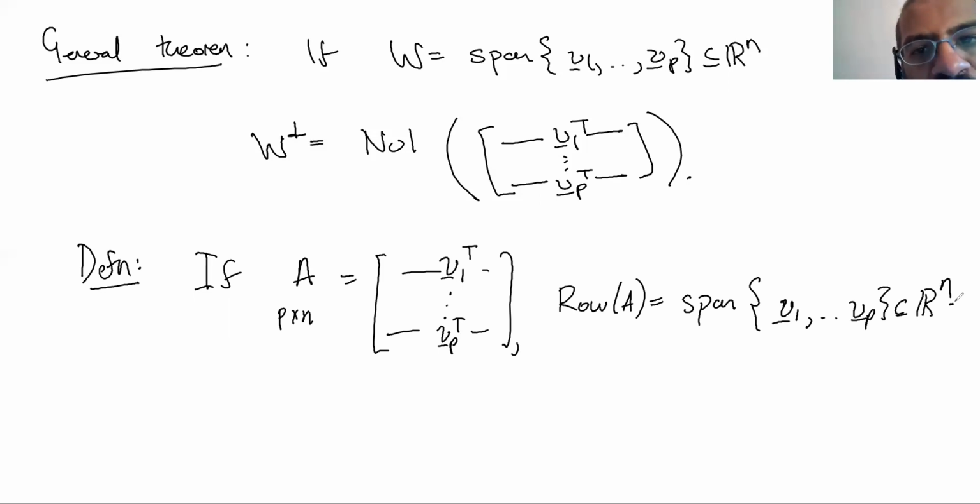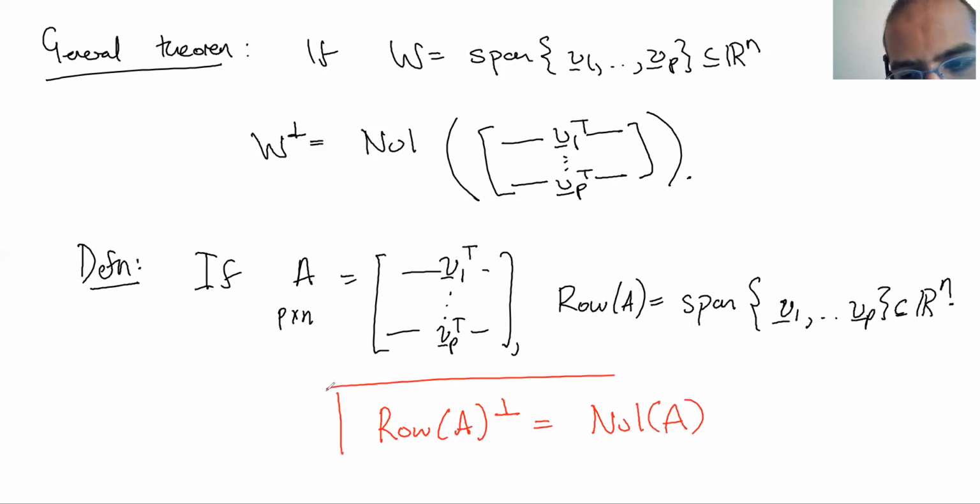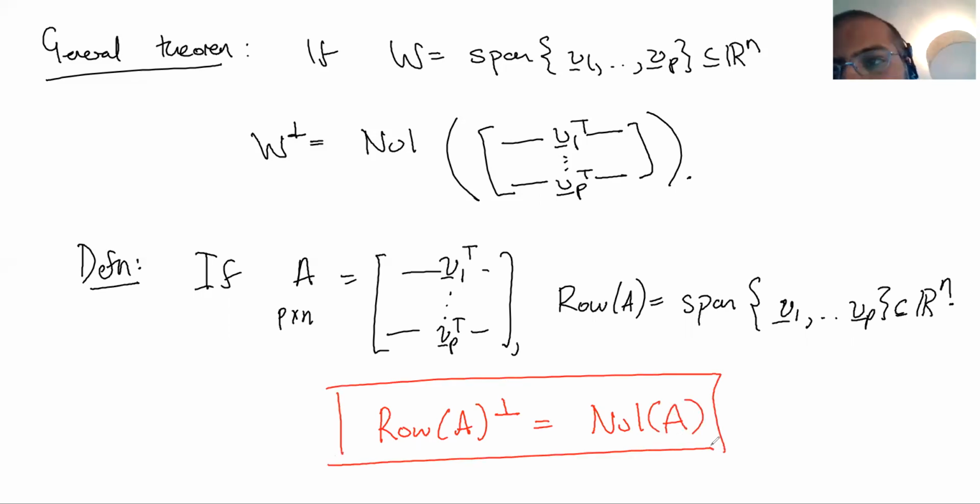What we just proved really says that the orthogonal complement of the row space of A is equal to the null space of A. So this is an easy way to generate tons of examples of different W's and their orthogonal complements, and how to compute them. Okay, that's it for today.